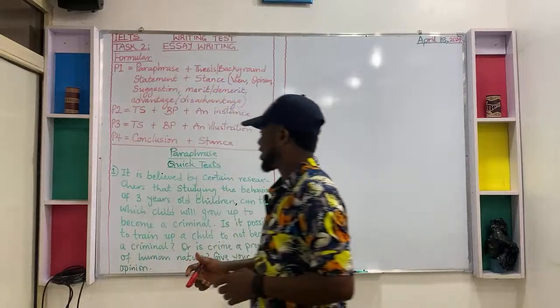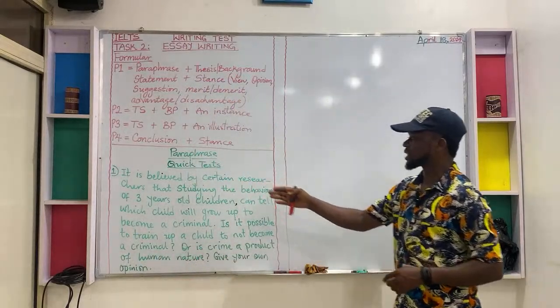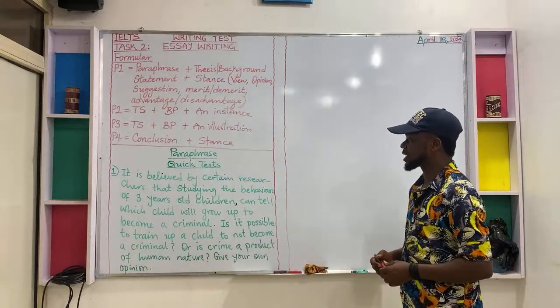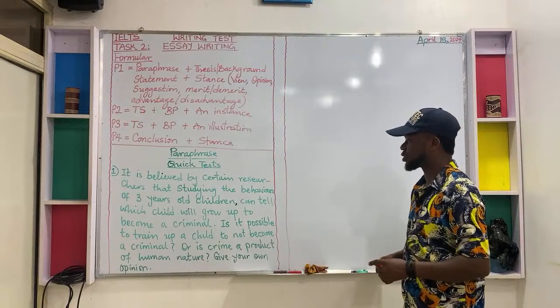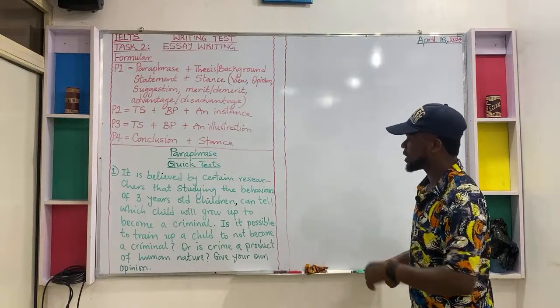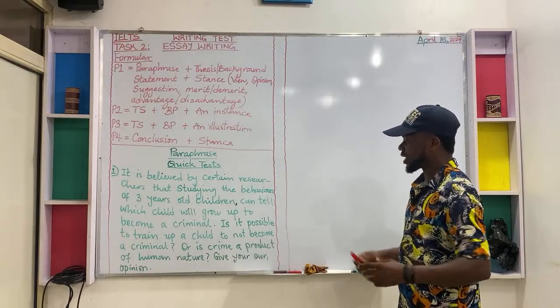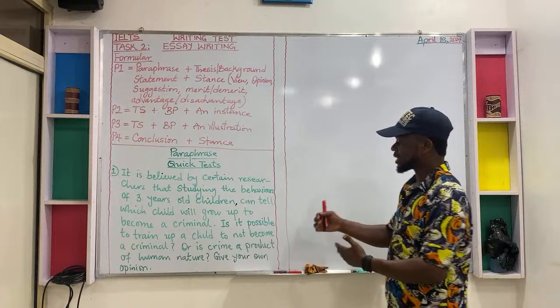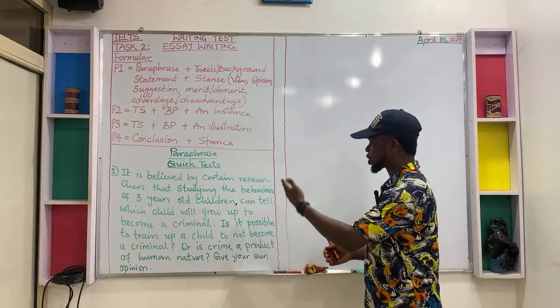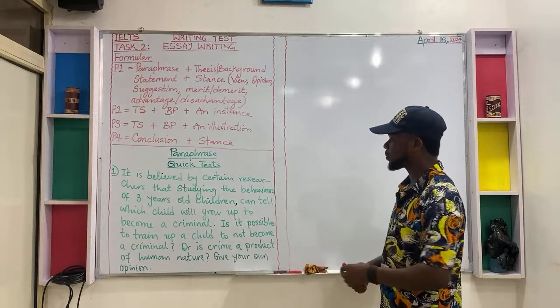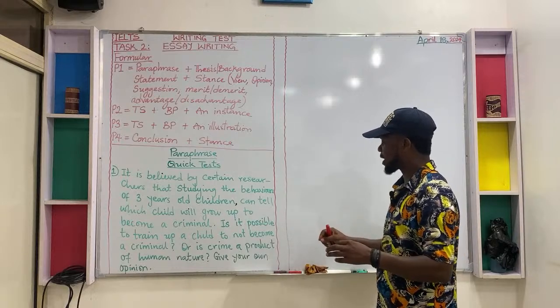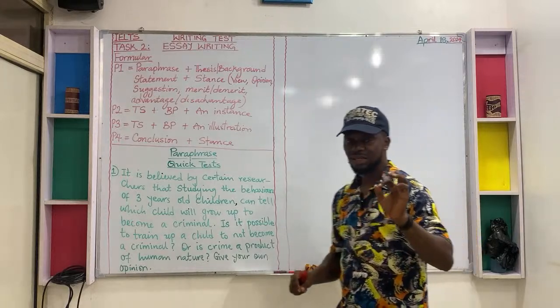It is believed by certain researchers that studying the behaviors of 3 years old children can tell which child will grow up to become a criminal. Now the question is asking you, is it possible to train up a child to not become a criminal, or is crime a product of human nature?